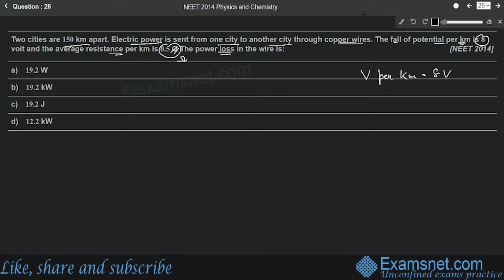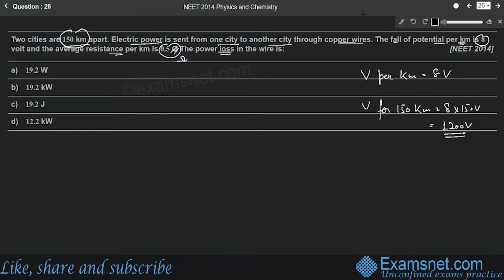8 volt, but here the total distance is 150 kilometer. So the potential for 150 kilometer will be equal to 8 into 150 volt. Okay, so on multiplying this we'll get 1200 volt. So this is the total potential.